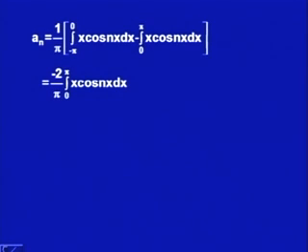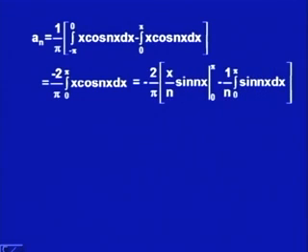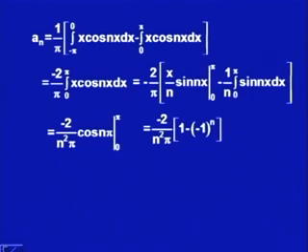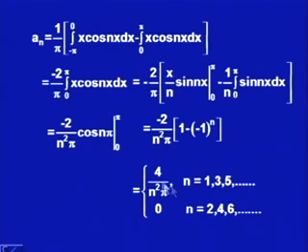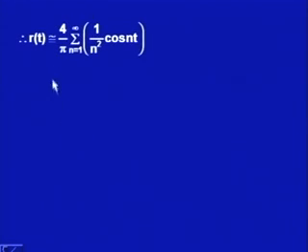We are getting minus 2 upon pi integral 0 to pi x cos nx dx, which is minus 2 upon pi times x by n sin nx evaluated 0 to pi minus 1 upon n integral 0 to pi sin nx dx, which is minus 2 upon n square pi cos nx from 0 to pi. After evaluation, we finally get minus 2 upon n square pi times 1 plus minus 1 to the power n. That is, for n equal to 1, 3 and 5 it would be 4 upon n square pi, and for n equal to 2, 4, 6 it would be 0.